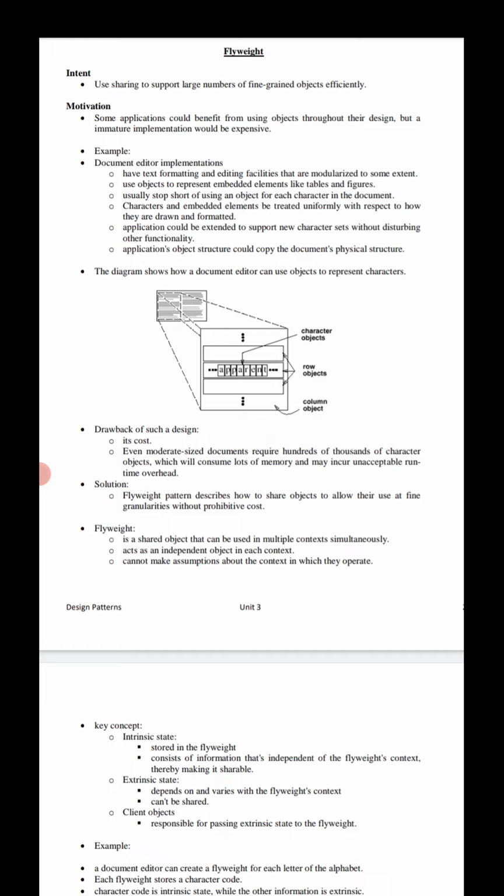Like, for example, Angry Birds. If one Angry Birds object is created, that object will be used to create n number of objects. If we need 1000 objects, they create 1000 objects. Likewise, it is used for sharing to support a large number of fine-grained objects efficiently.